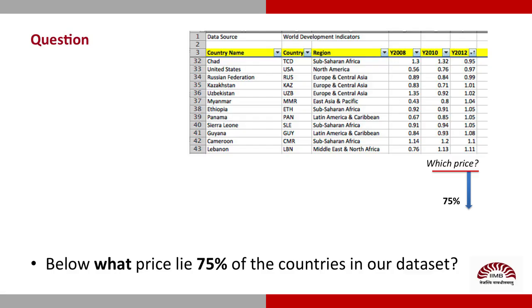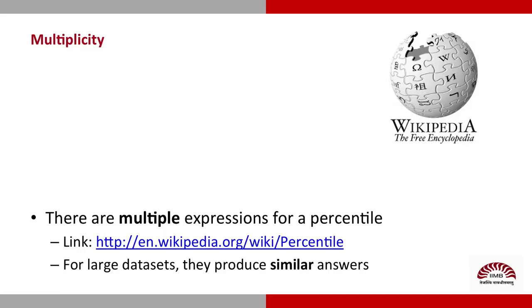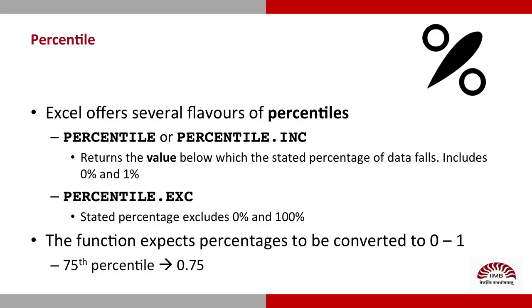Now let's flip the switch and ask the question, below what price level are 75% of these countries? To answer that, we will use the percentile function. We first have to convert the percentage into a number between 0 and 1. How would I do that, Lisa? That's easy. Just divide by 100 to get 0.75.